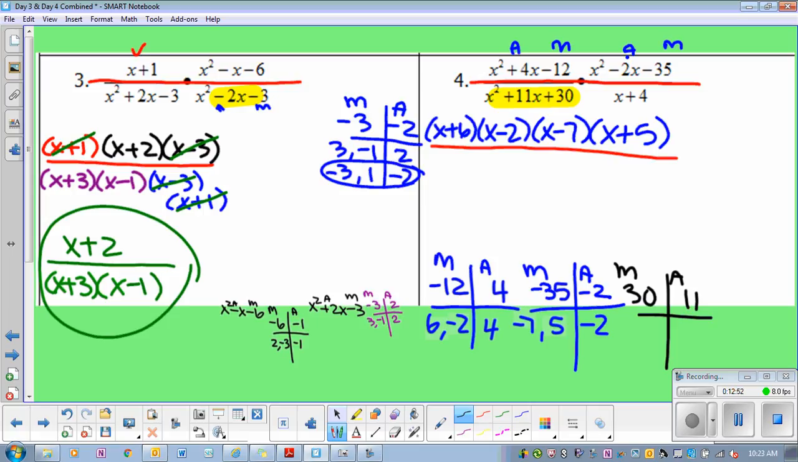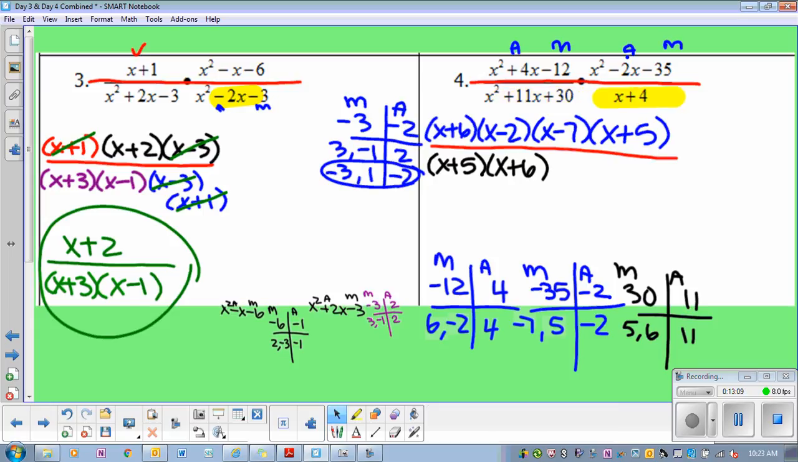30. Did you do 30 divided by x and then go to second graph? 5 and 6. Because 5 times 6 gives me 30, but 5 plus 6 gives me 11. X plus 5, x plus 6. And then now over here, x plus 4. Can I factor this? No, it's already a factor, right?